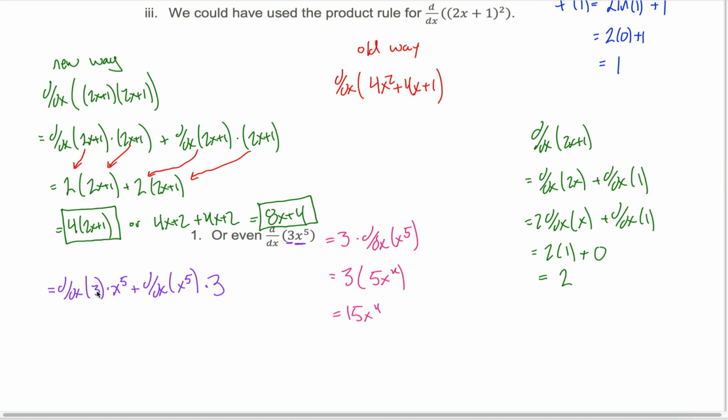But note that because this is a constant, the derivative of any constant is 0. So I get 0 times whatever I have here, x to the 5th in this case, but it doesn't matter because 0 times anything is 0. So what this ends up being is just this 3 times the derivative of x to the 5th power. 5x to the 4th times 3. In other words, 0 plus 15x to the 4th.